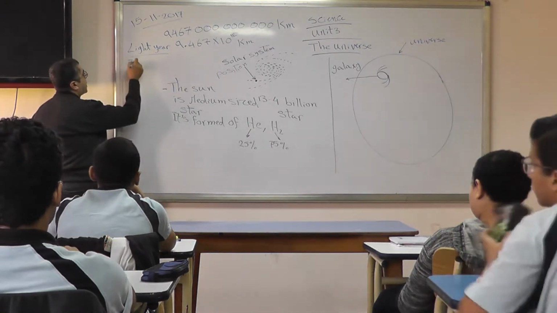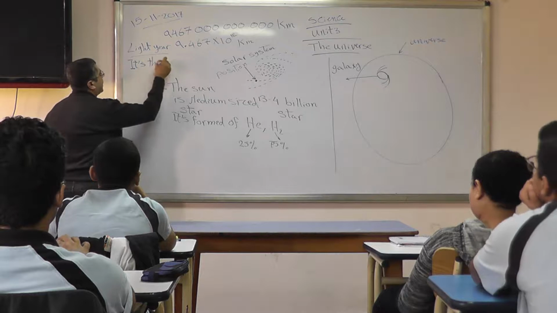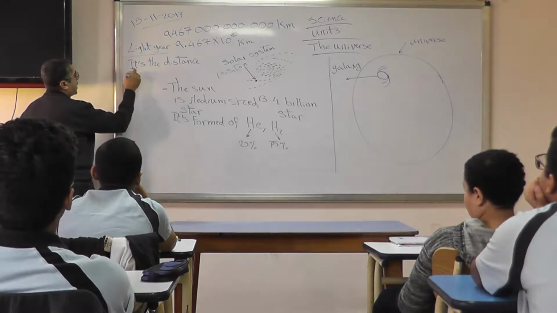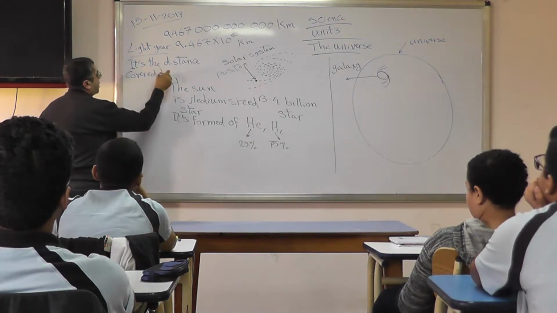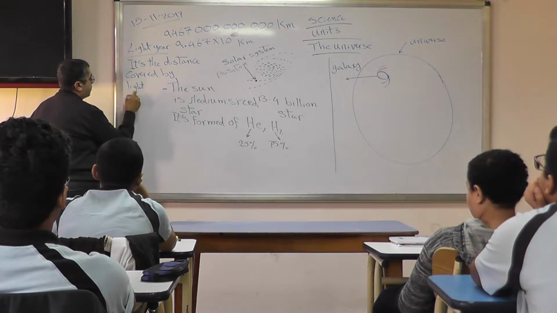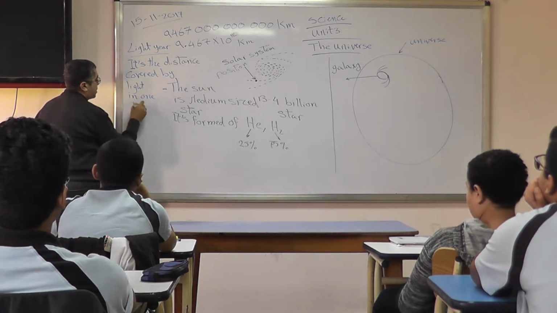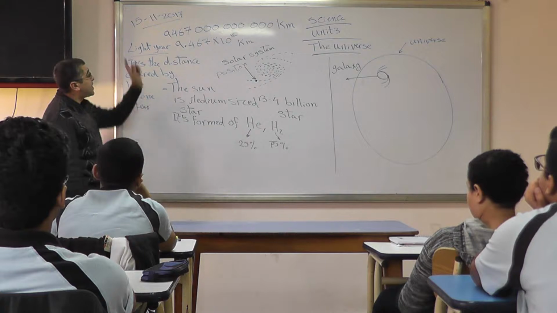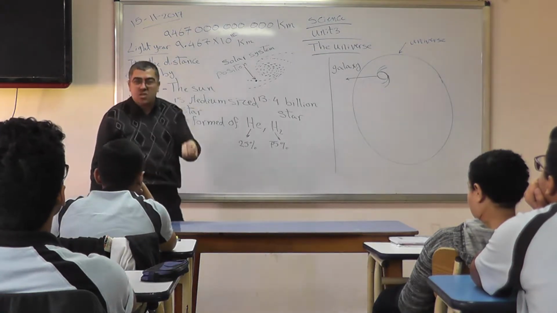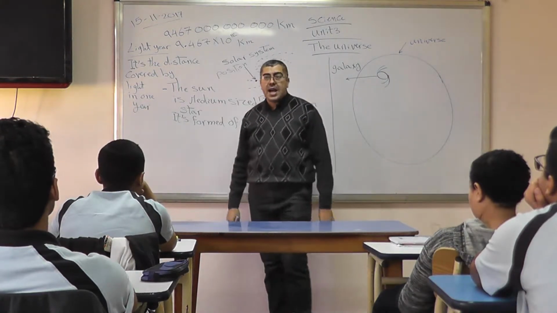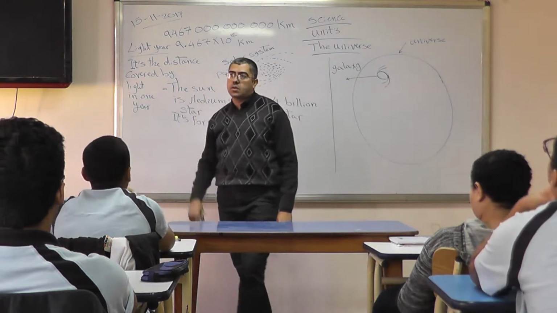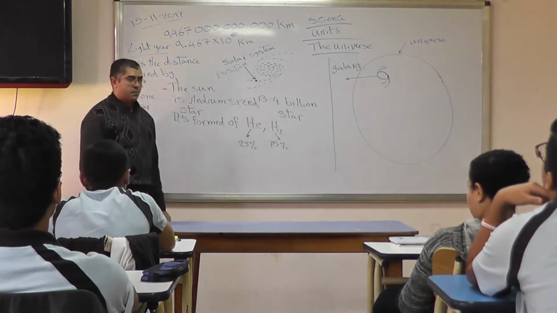It is the distance covered by light in 1 year. It takes this distance. This is the smallest distance between two stars. Actually, in our space, we have no distance like this. It's more than this.